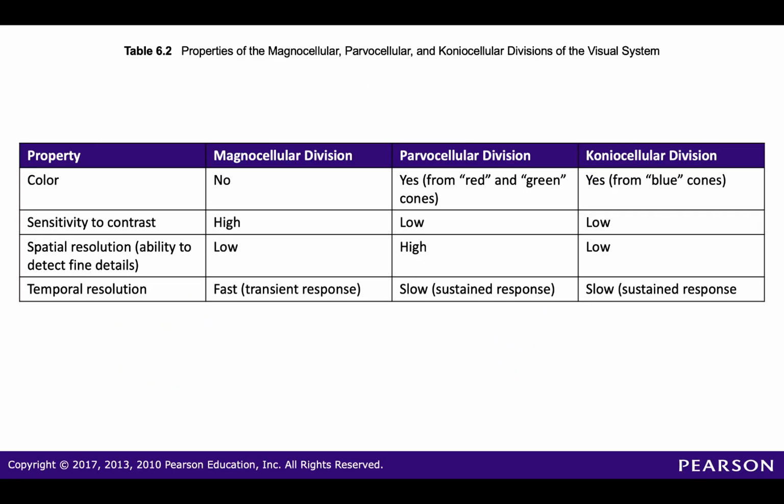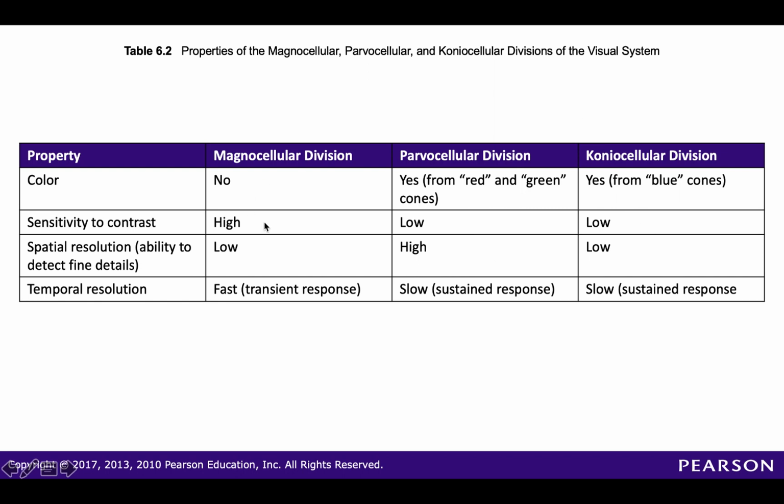This is a table from Carlson listing the properties of the magnocellular, parvocellular, and coniocellular divisions of the visual system. Remember that parvocellular and coniocellular are both part of the cone pathway. In terms of sensitivity to contrast, remember that cones require high levels of illumination in order to respond to light at all. That means that cones are not good at differentiating different levels of brightness. And that holds true for the cone pathway.